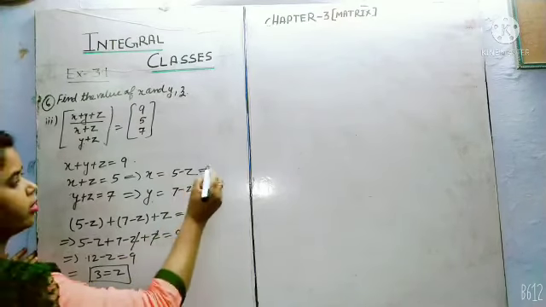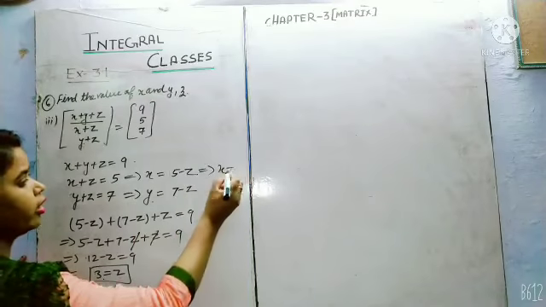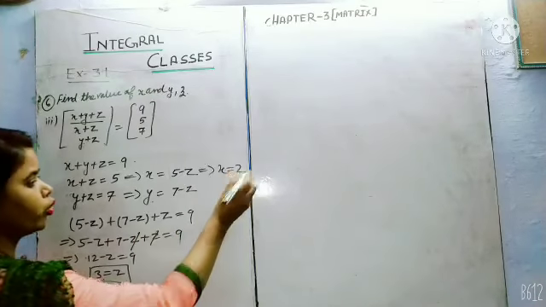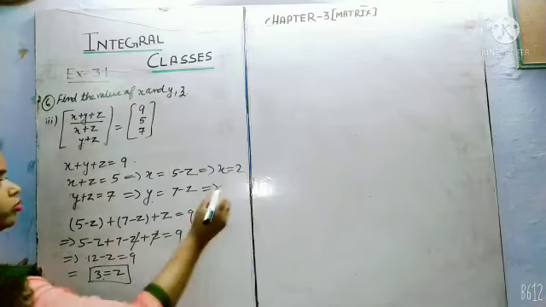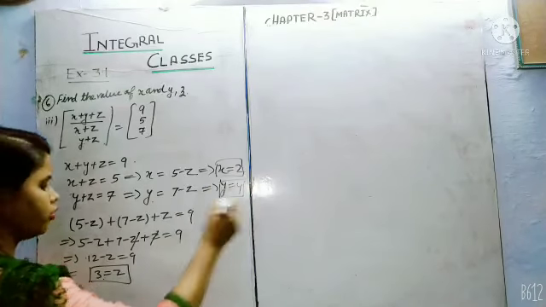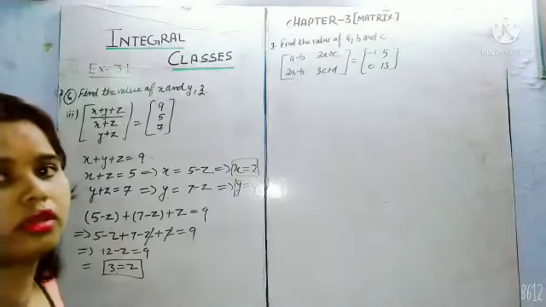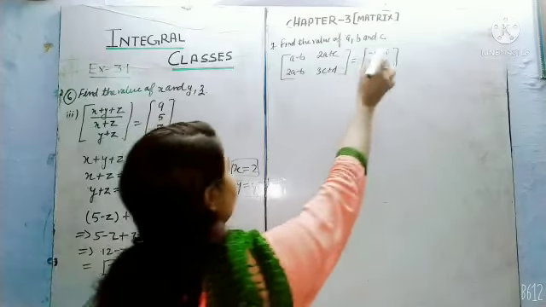Here we will find the value of x. z equals 3, then x equals what? x equals 2. Here again z equals 3, y equals 4. So these are the values of x, y, z. Question number 7. Find the values of A, B, C.